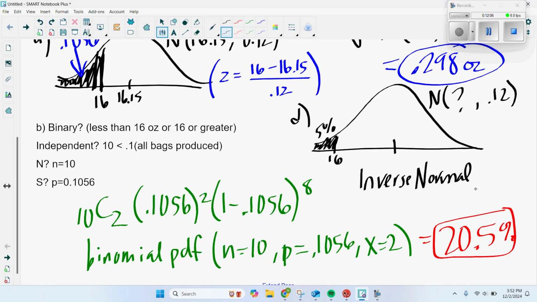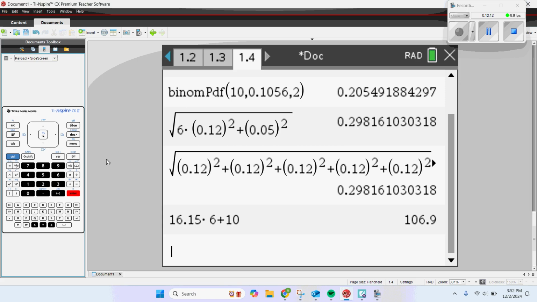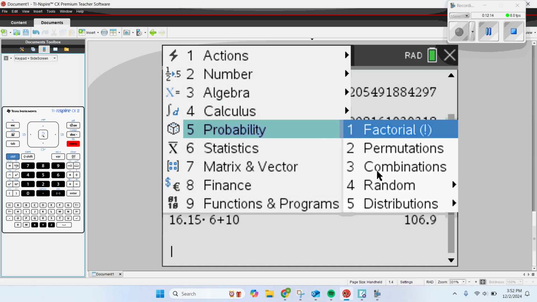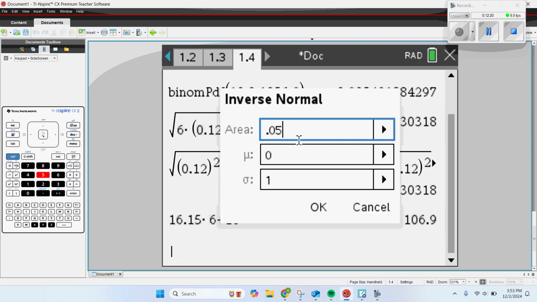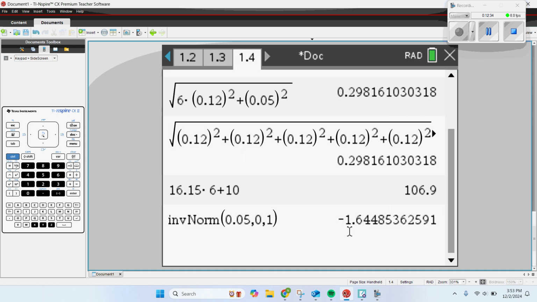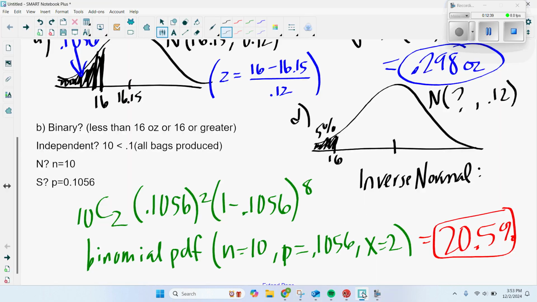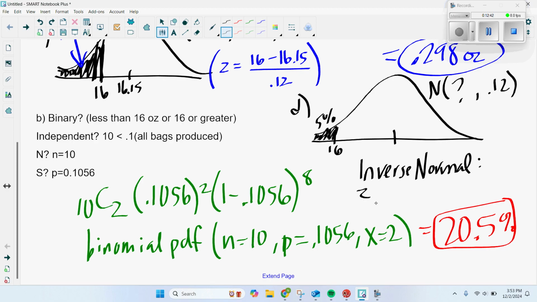And it's interesting because, well, let's look at it, remind ourselves what inverse normal looks like. It's in distributions again, and then it's inverse normal. Okay, so the area is 0.05. I don't know what the mean is, and so I'm just going to leave the mean and the standard deviation as 0 and 1, because what this is going to do is tell me what the z-score would be if my area was 5%. So I hit OK. So my z-score is negative 1.645. Okay, so z is going to be negative 1.645.